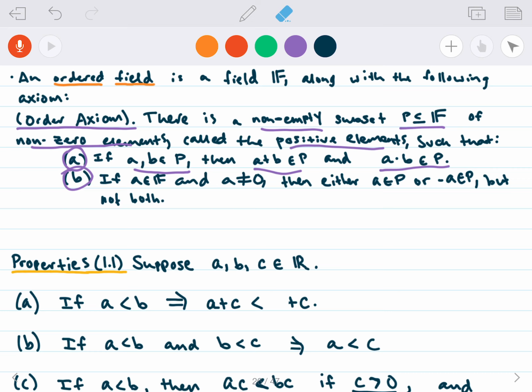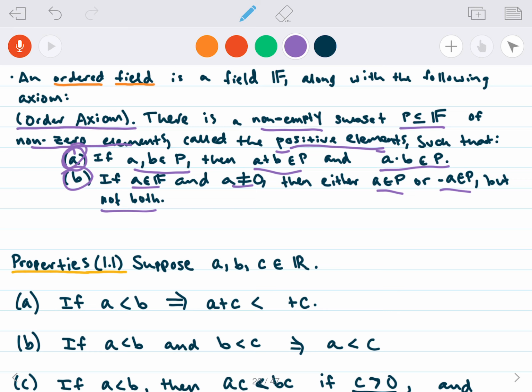There is a non-empty subset P contained in the field of non-zero elements called positive elements, and they have the following properties. If you have two numbers in that positive set, then it's closed under addition. So if A and B are in the positive set, A plus B is positive. And also A times B is positive. So you can just think of real numbers, why this makes sense. If A is in your field and A is non-zero, then either A is positive or negative A is positive, but not both, right? You can't have two numbers being positive and negative at the same time.